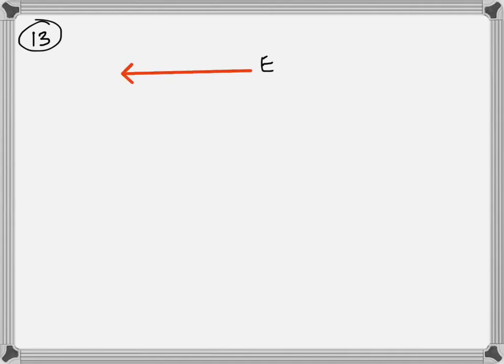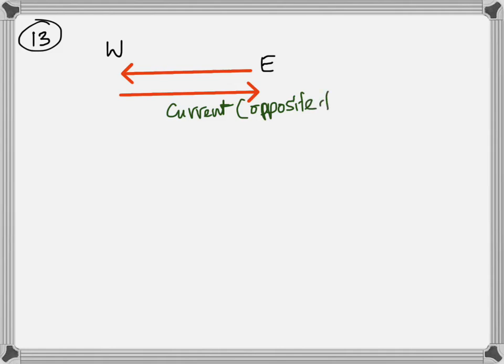13, again, the electron is moving from east to west, so the current must be from west to east. Current is always opposite to the motion of the electron.